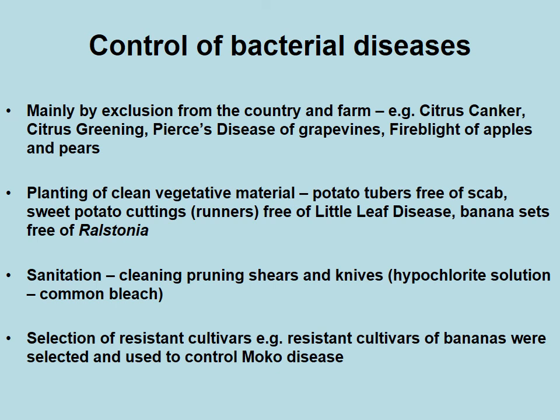Next, sanitation, cleaning pruning shears and knives using something like hypochlorite solution, which is common bleach. And finally, selection of resistant cultivars. So, for example, resistant cultivars of bananas were selected and used to control moco disease.